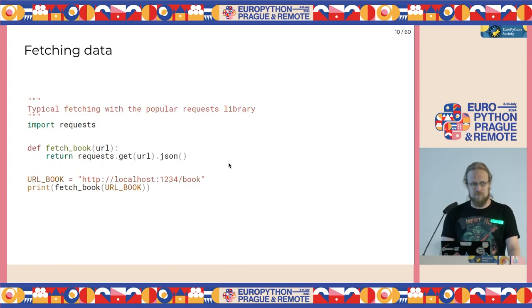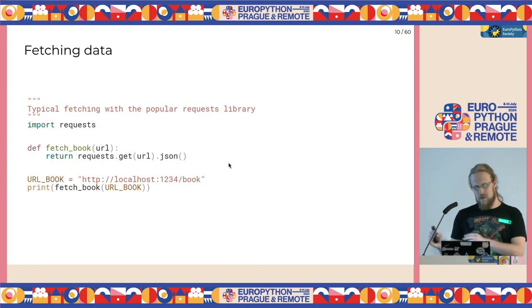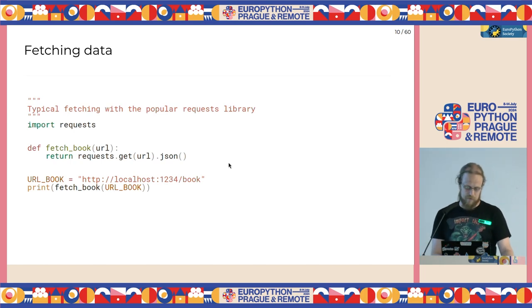Everyone knows stuff like that. We use the requests library, which is one of the most popular libraries you can install and use. A lot of other packages actually have it as a dependency. With it, I want to fetch a book, and it requests from some server and gives me back some JSON.